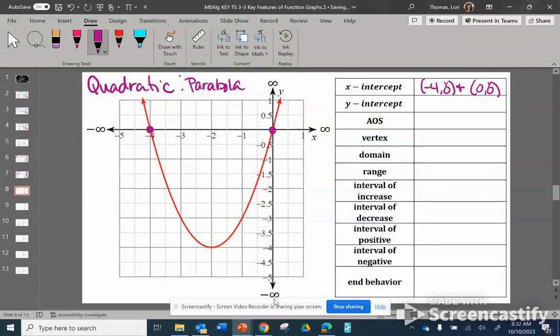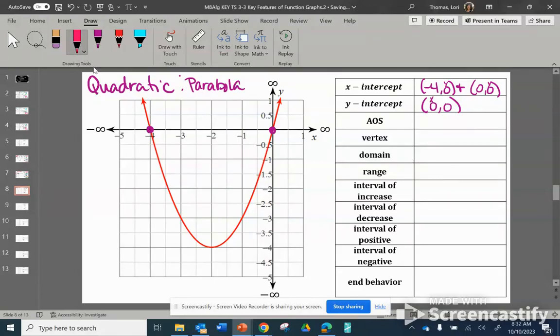is 0. Now let's talk about the y-intercept. This is where our graph crosses the y-axis. This is the y-axis. It crosses at 0, 0. The y-intercept is when x is 0.